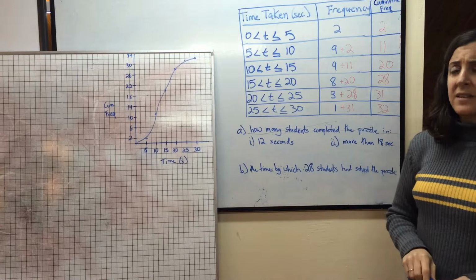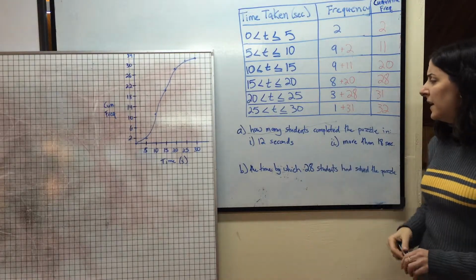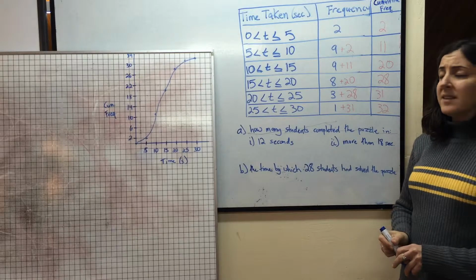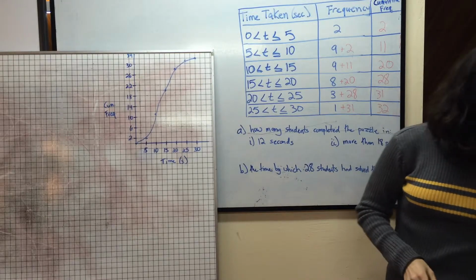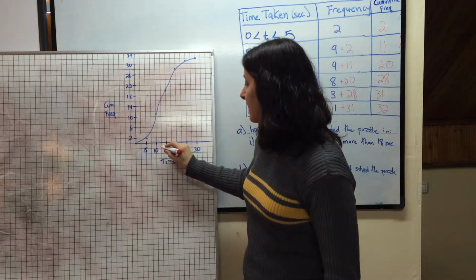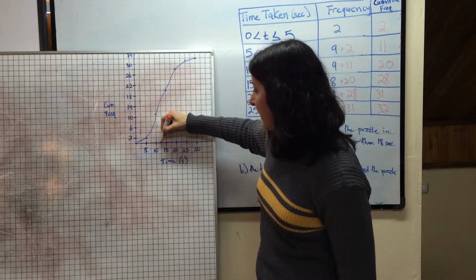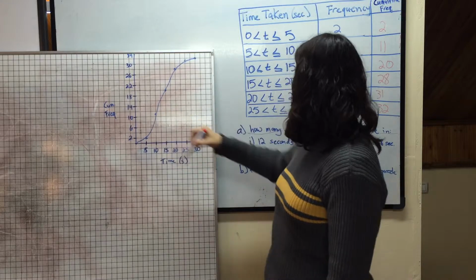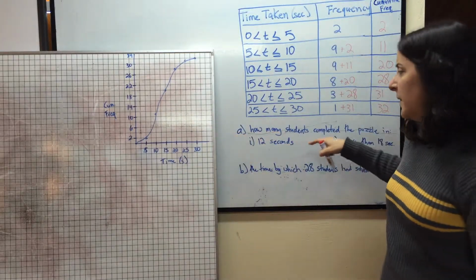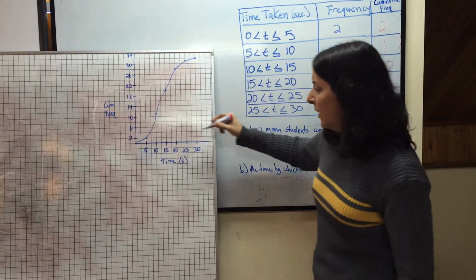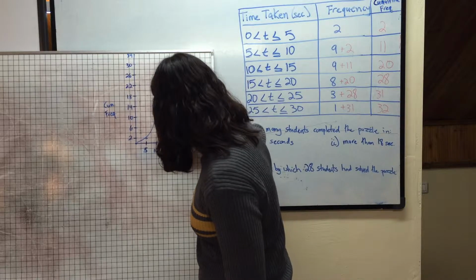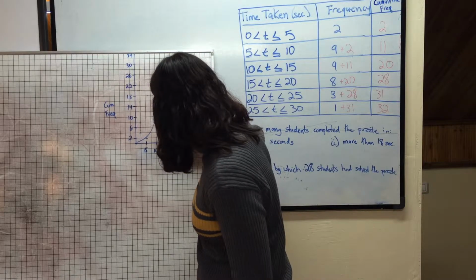So then they'll ask you some questions. In this case, we have a few questions. How many students completed the puzzle in 12 seconds? Okay, so what we want to do is we go to 12 seconds. This is 12.5, so it's just about that point. I could have done a better job with my x-axis on the bottom. So we want to go to 12 seconds, and we want to go up until we hit my line. So this is again 12.5.